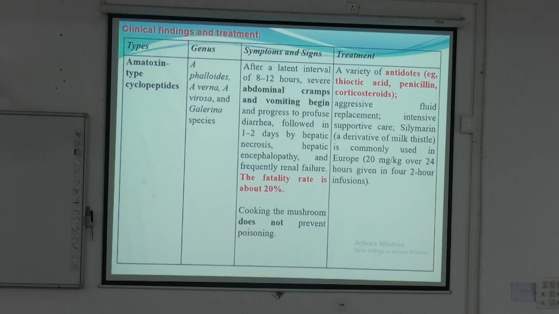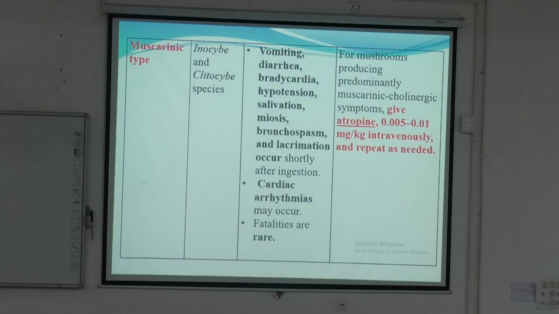increased temperature. A variety of antidotes are used for the treatment, like thioctic acid, penicillin and corticosteroids. These are basically used for the treatment of poisoning by the Amanita phalloides. Aggressive fluid replacement is done, intensive supportive care is given, and silymarin is given. Silymarin is basically a hepatoprotective agent. It is commonly used in Europe. So antidotes are mainly thioctic acid, penicillin, corticosteroids and silymarin. But in spite of giving this treatment, 20% of the patients die. So this is the first type.